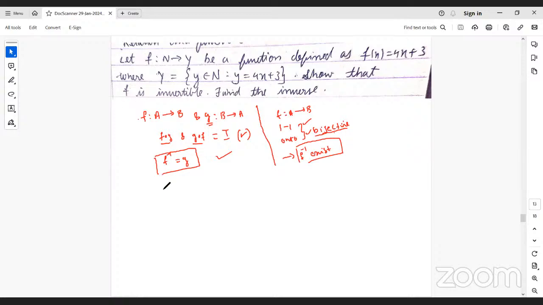Before going to the question, first we will try to understand. f is a function from set A to set B. The set A is called the domain set.